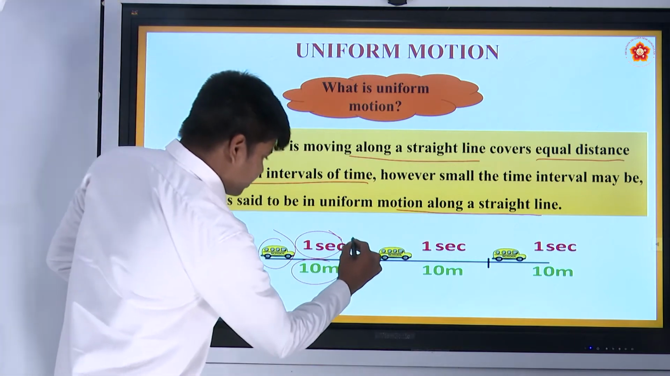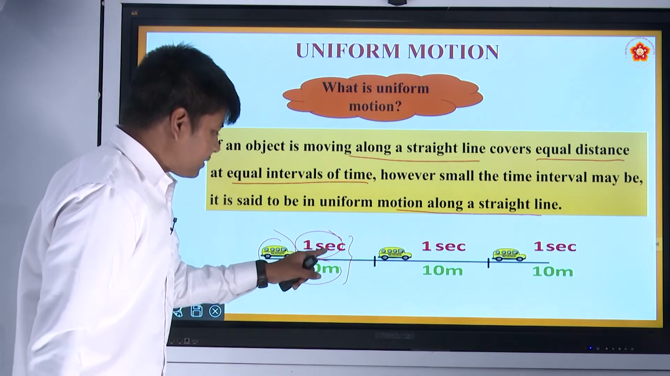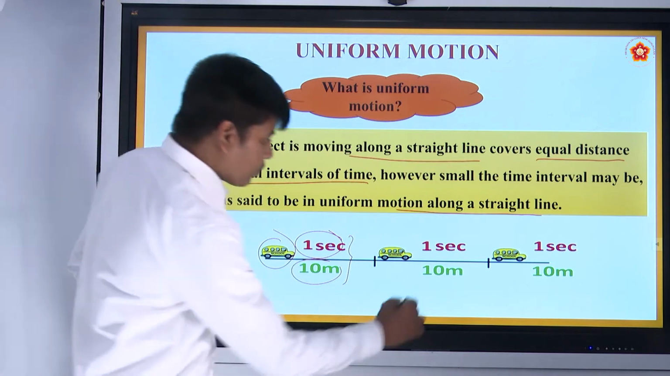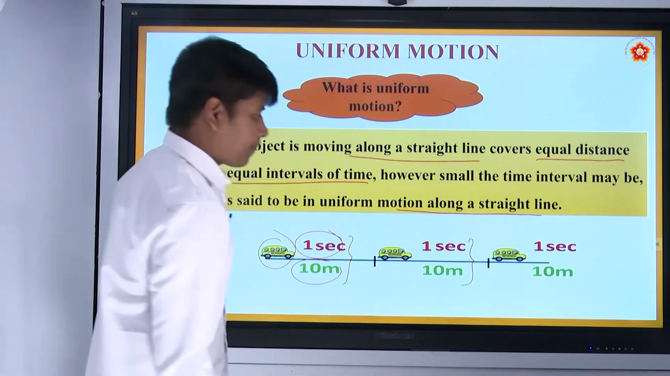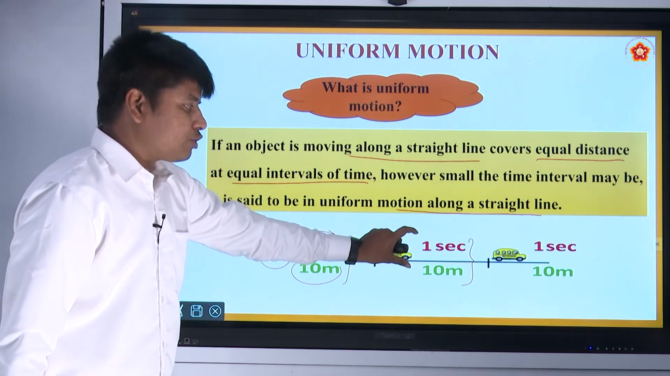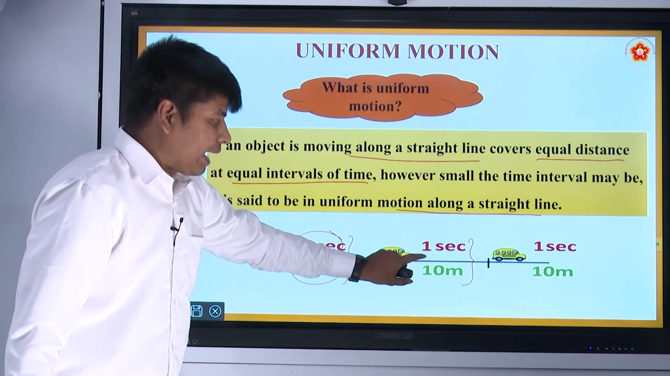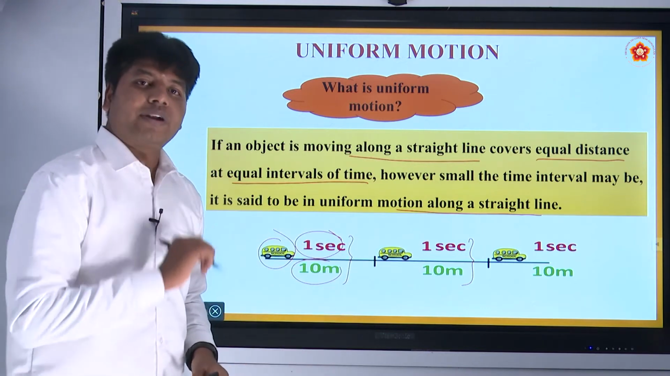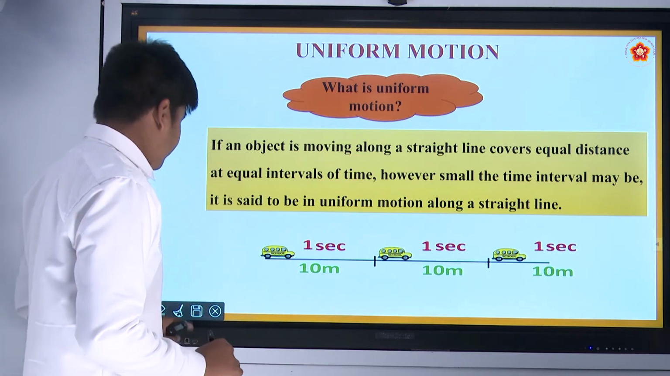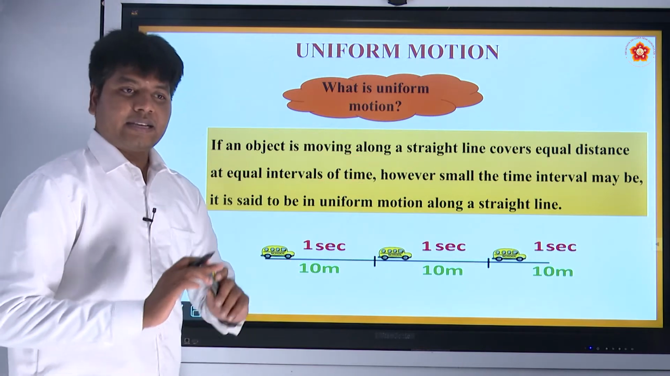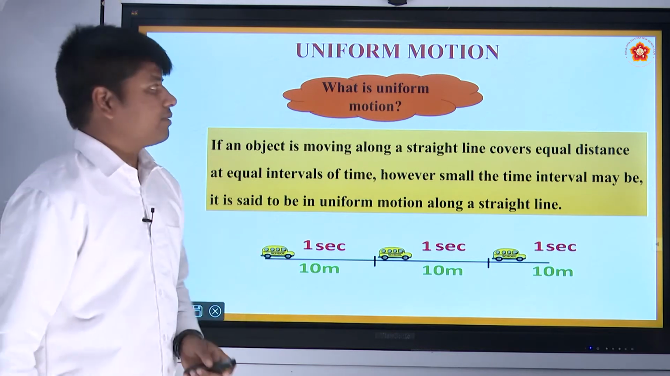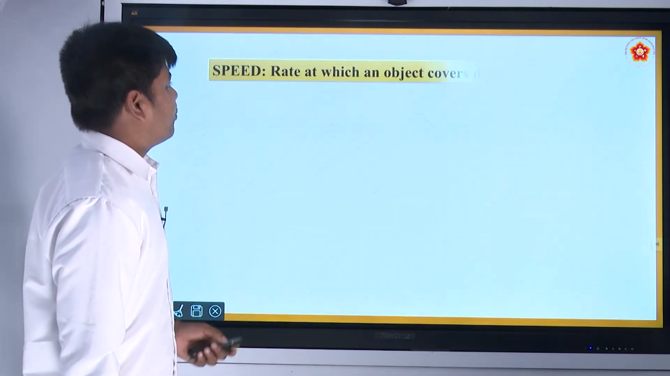So think about this, 1 second and 10 meters. Here also 1 second and 10 meters. So if you relate these two, time and distance, you will get one more quantity. What is that quantity? So let us relate the time and distance now. What do we get? We get speed.